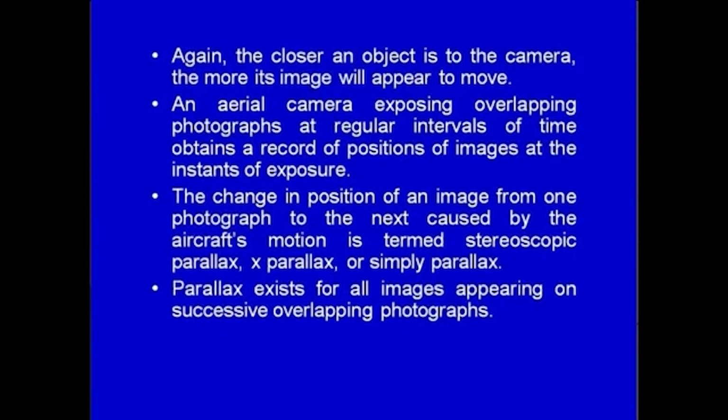An aerial camera exposing overlapping photographs at regular intervals of time obtains records of positions of the images at the instant of exposure. The change in position of an image from one photograph to the next caused by the aircraft's motion is termed stereoscopic parallax or X parallax or simply parallax. Parallax exists for all images appearing on successive overlapping photographs.